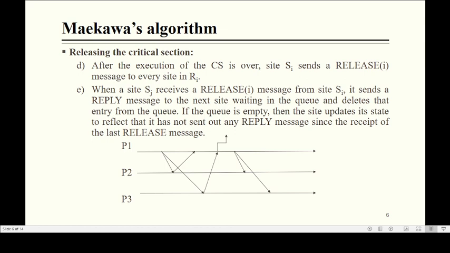Here, according to our example, after completing its critical section execution, P1 is sending release messages to the sites that are available in its request set, that is P2 and P3. In this way only, Maekawa's algorithm is working.